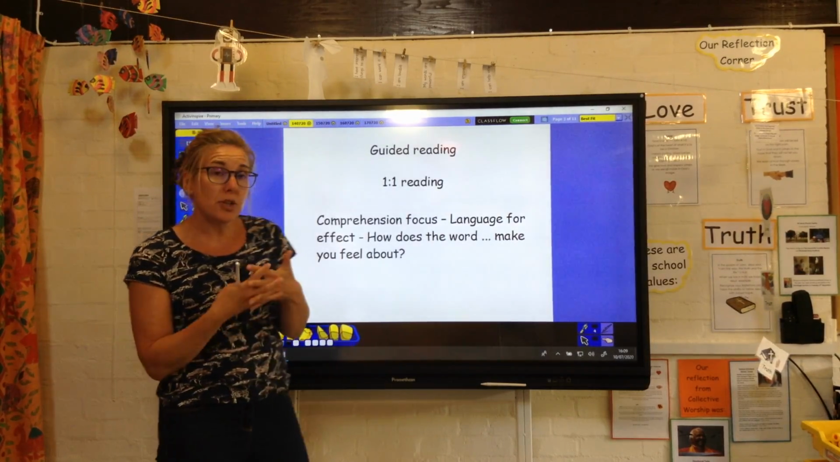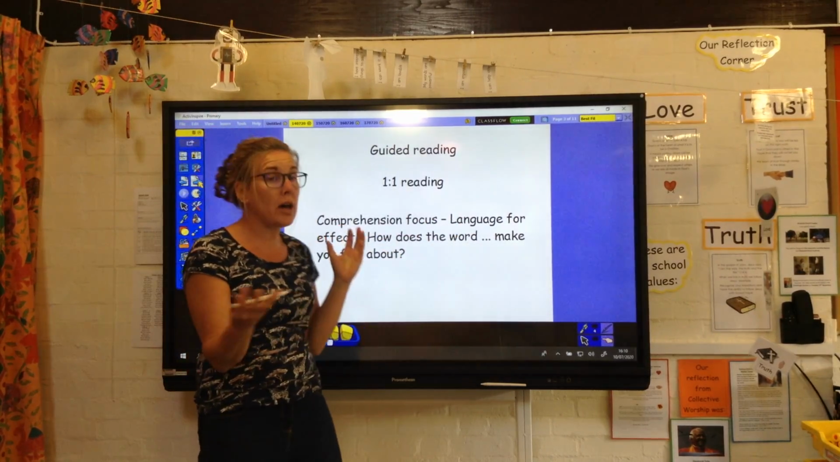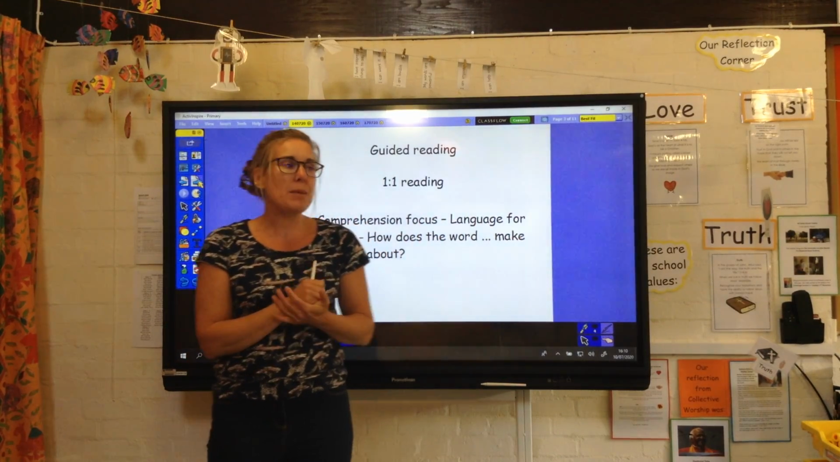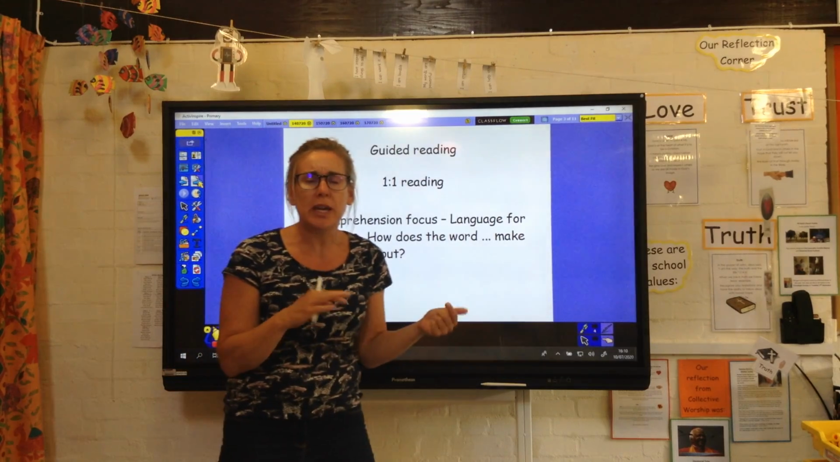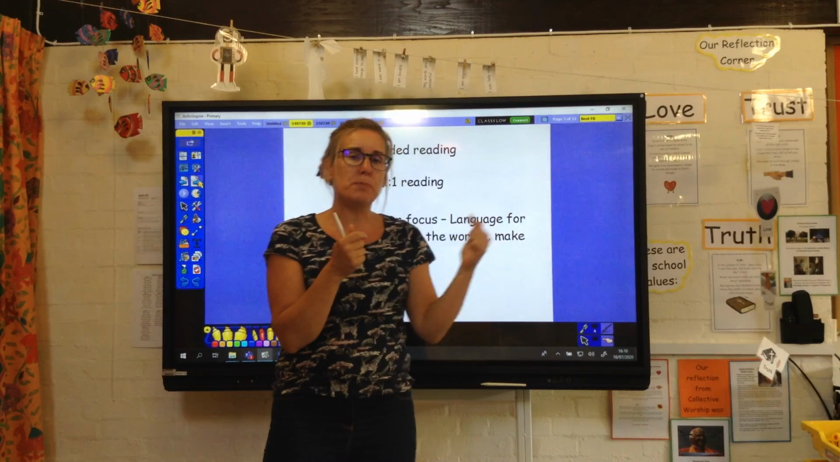In our reading, so do some reading and still thinking about language for effect. How does the word, so pick a word from the book, make you feel? So maybe if you've got a word like a wicked witch, what does that word wicked make you think about the witch just by hearing it?